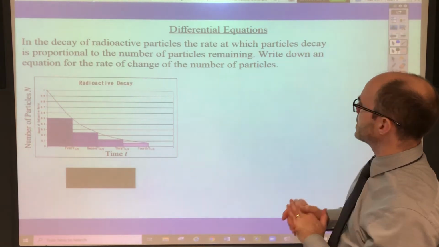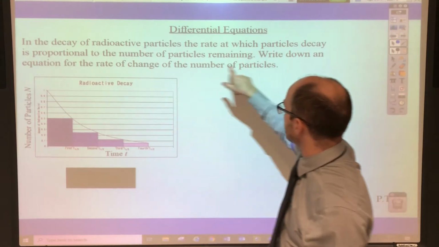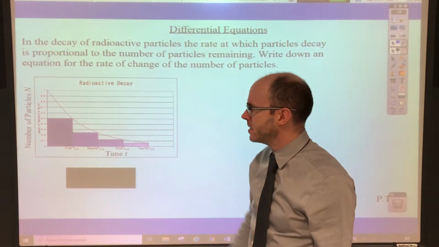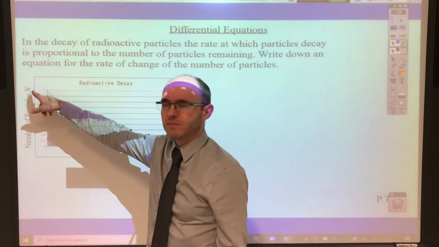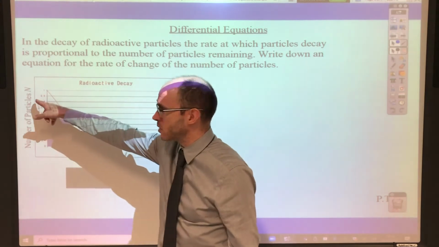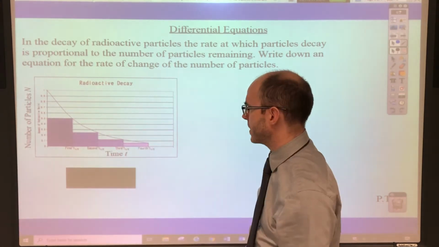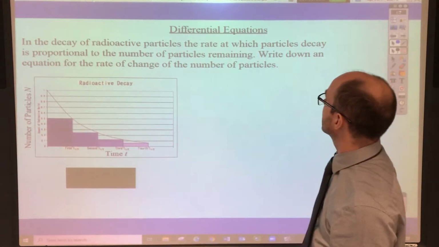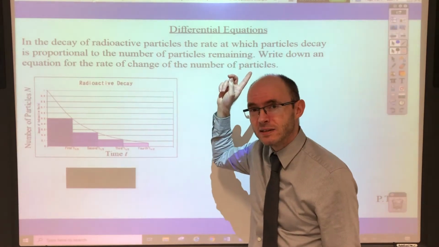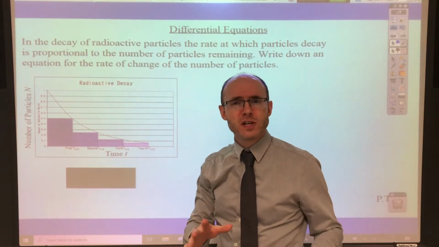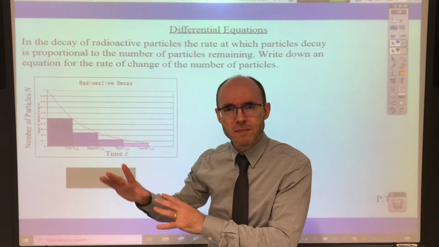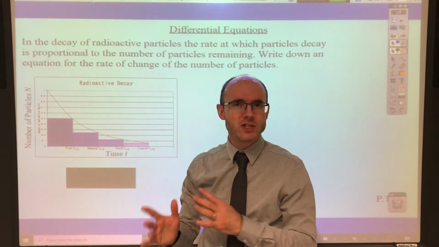We need to find an equation for the rate of change of the number of particles. This graph is designed to try and help you. We've got the number of particles, labelled capital N. You can go for P for particles if you want, but capital N for the generic number. And it's measured over time, because when you talk about the rate at which particles decay, we are talking about the rate over time. That is implied in the question.